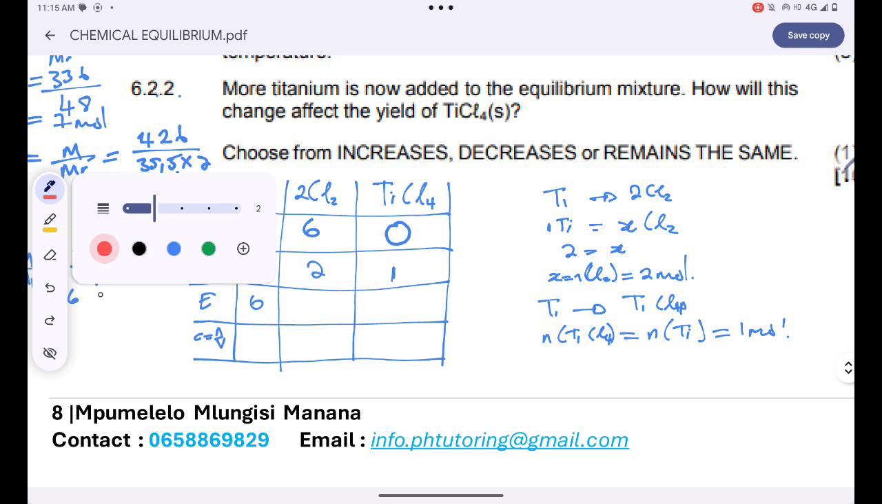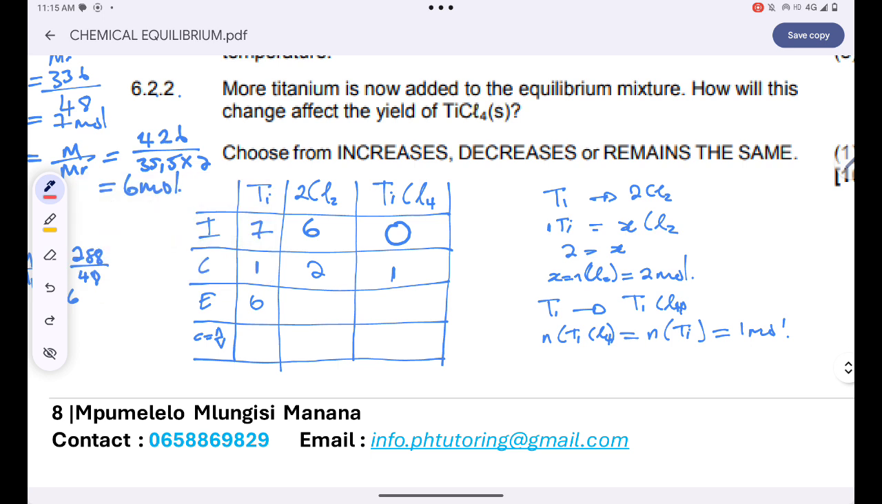But remember that, guys, I am using my reactants to form products. That means my reactants need to decrease, but products need to increase. Excuse me. Okay. Initially, I had 6 moles of chlorine, but I've used 2 moles. That means I'll be left with 4 moles over there. Are you together? Initially, I had 0 moles of my product, but as the reaction progressed, before it reached equilibrium, I produced 1 mole. That means at equilibrium, I'll simply have 1 mole again.